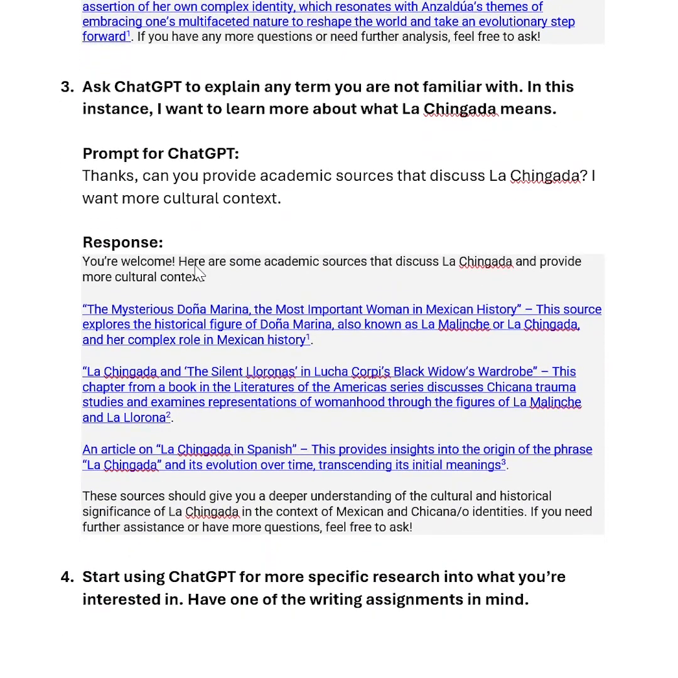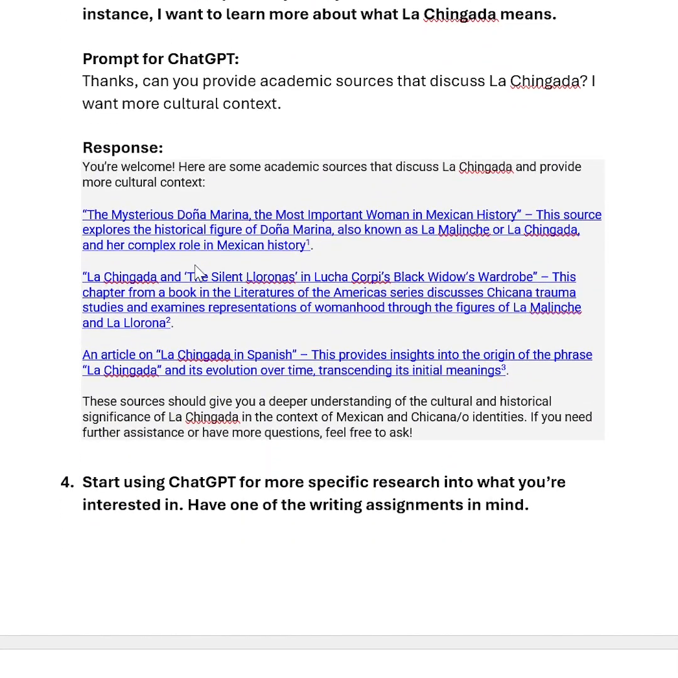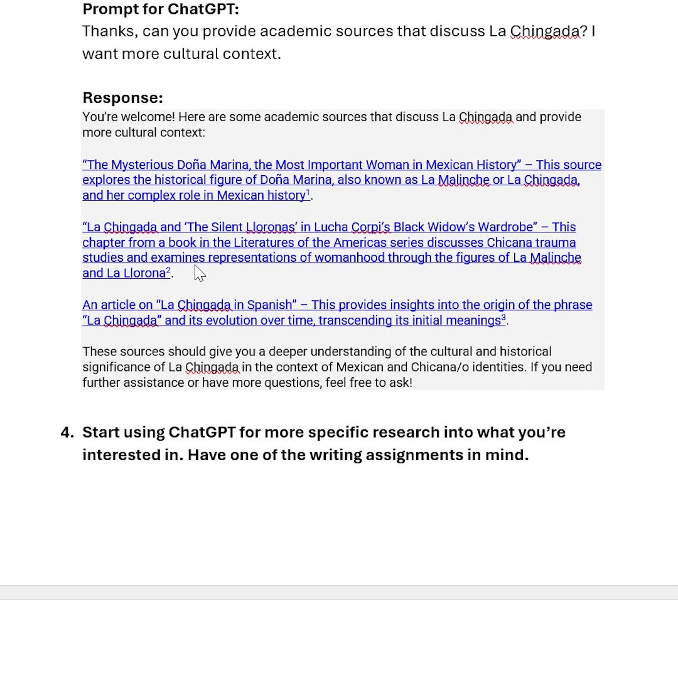The next step is that we are asking them to help us get more cultural context of any terms we don't understand. In this example, it is going to be la chingada, which is a term I am not familiar with. So I'm going to ask ChatGPT for some academic sources that discuss la chingada because I want some more cultural context. So I have three sources.